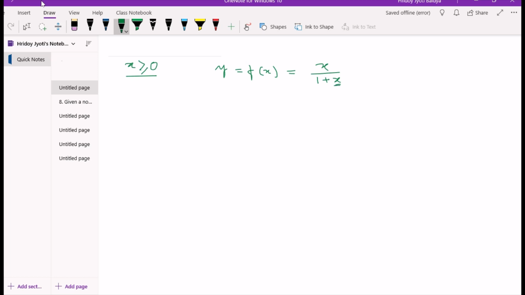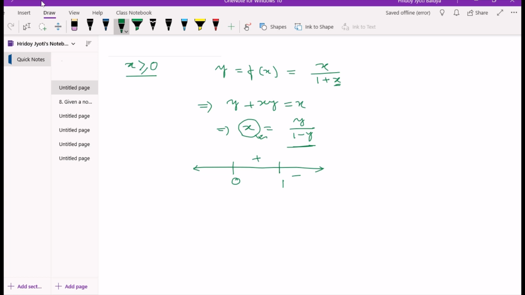Now again we'll try to find out x in terms of y. Cross multiplication, y plus xy equal to x. So ultimately I'll be getting x equal to y upon 1 minus y. Now we'll try to get the values of y for which x is either positive or 0. Again we'll take the help of the wavy curve. So zeros are 0 and 1. The y coefficient here is negative, so it will start with a negative sign: negative, positive, negative. And we are looking for positive, so y must lie here.